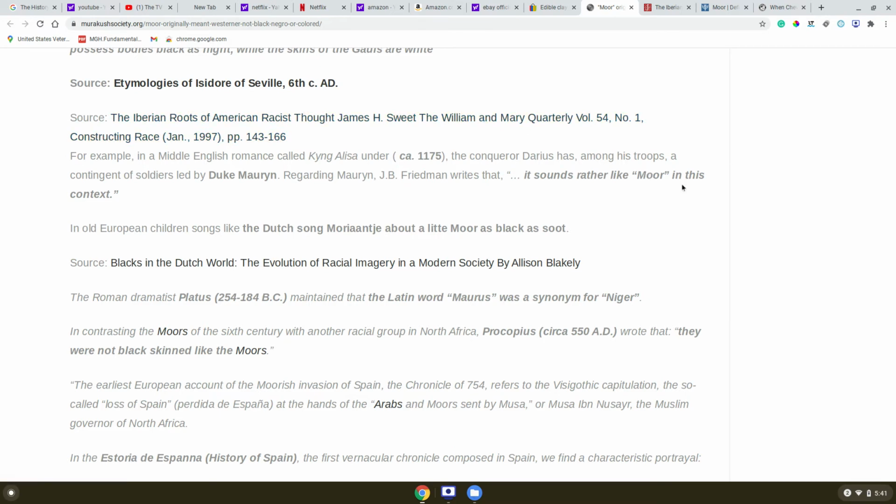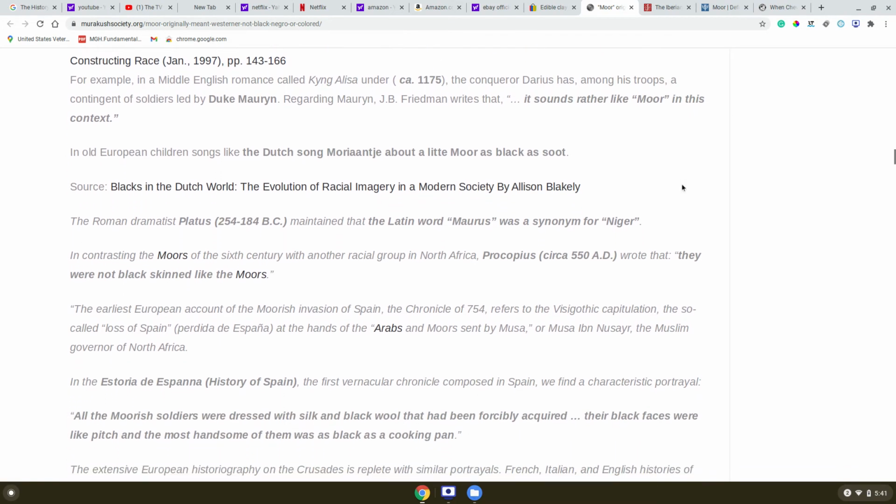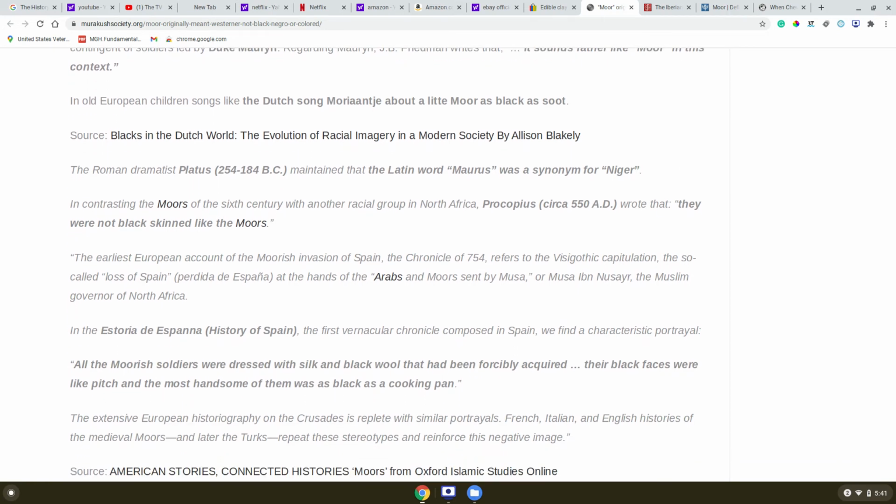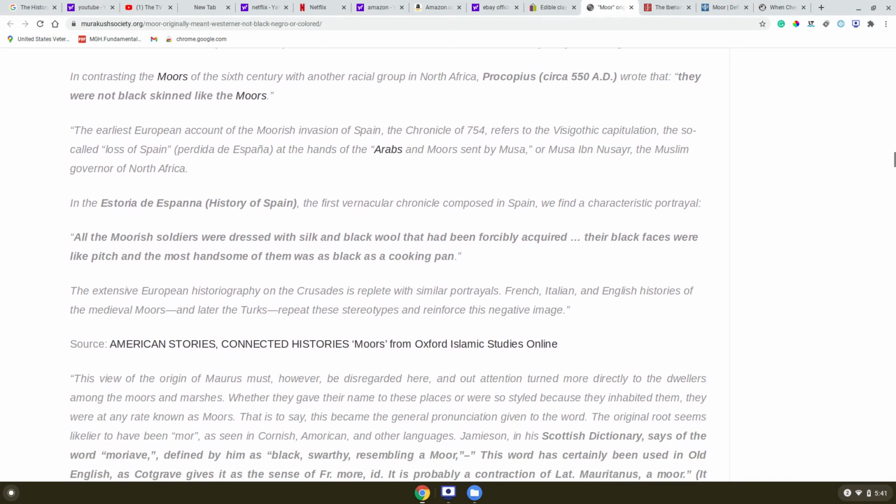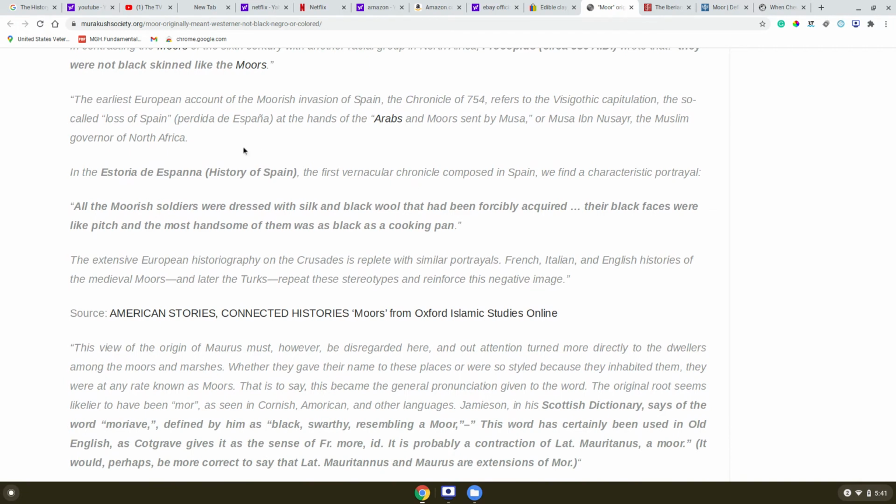Okay. And we're almost there. Here's something else. The earliest European account of the Moorish invasion of Spain, the Chronicle of 754, refers to the Visigothic capitulation, the so-called loss of Spain at the hands of the Arabs and Moors sent by Musa ibn Nusayr, the Muslim governor of North Africa.